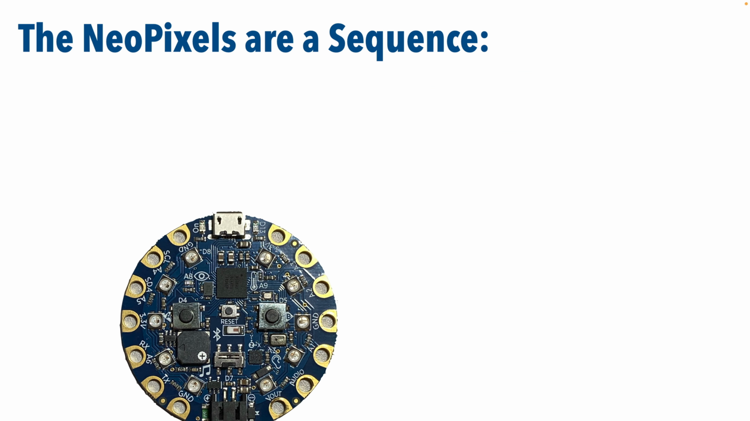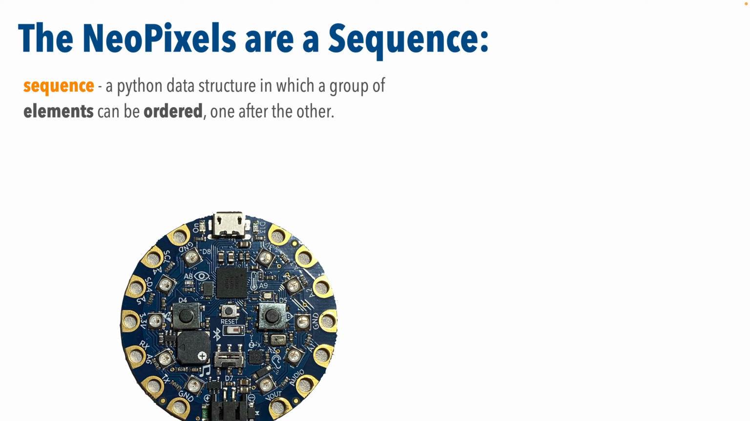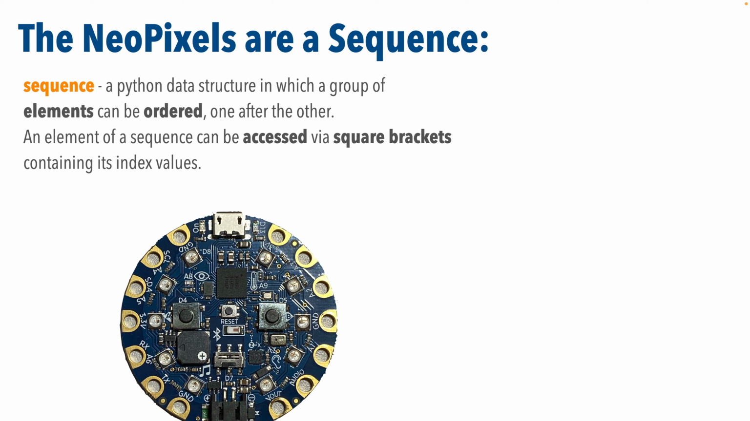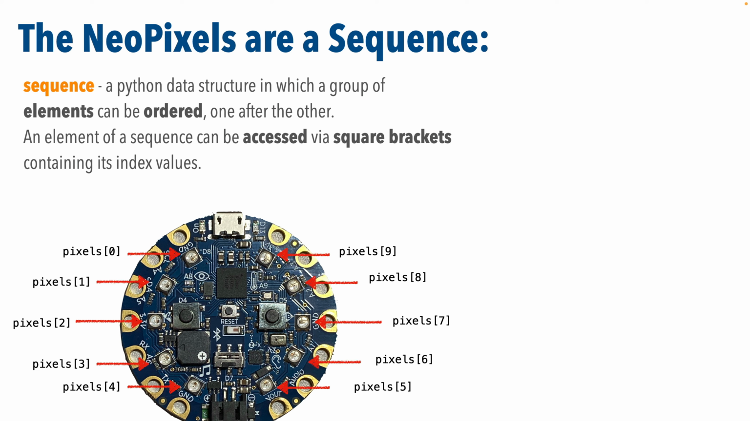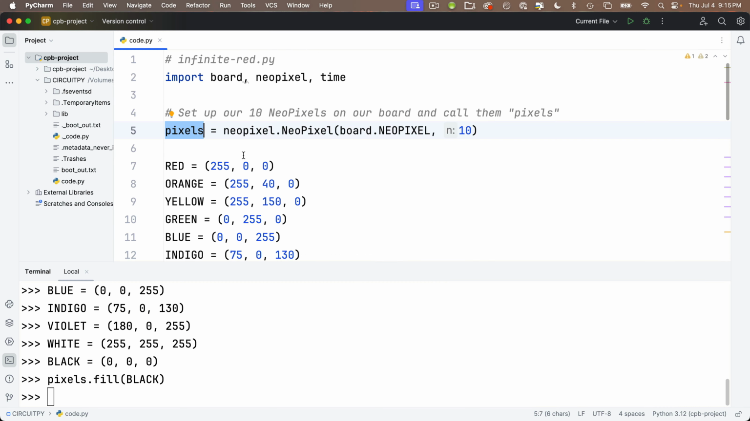Now let's talk sequences. Sequences are a type of data structure in Python that allows data to be stored one after another. And we can access individual elements in a sequence by following the sequence variable name with square brackets that include an index number of the individual element that we want. Now, as you see up here, we've defined the NeoPixel object named pixels, and we have 10 lights. Well, the NeoPixel class creates objects that are a sequence. Those lights are lined up one after another in the data structure.